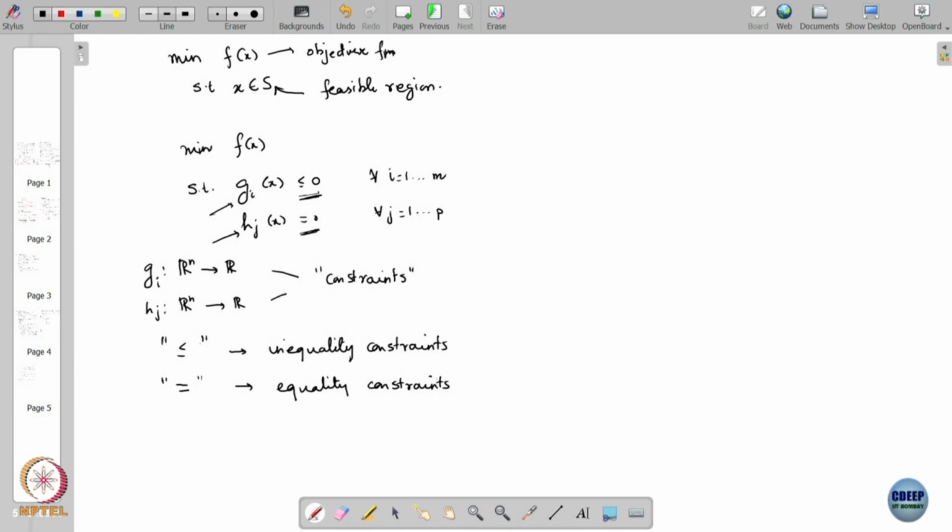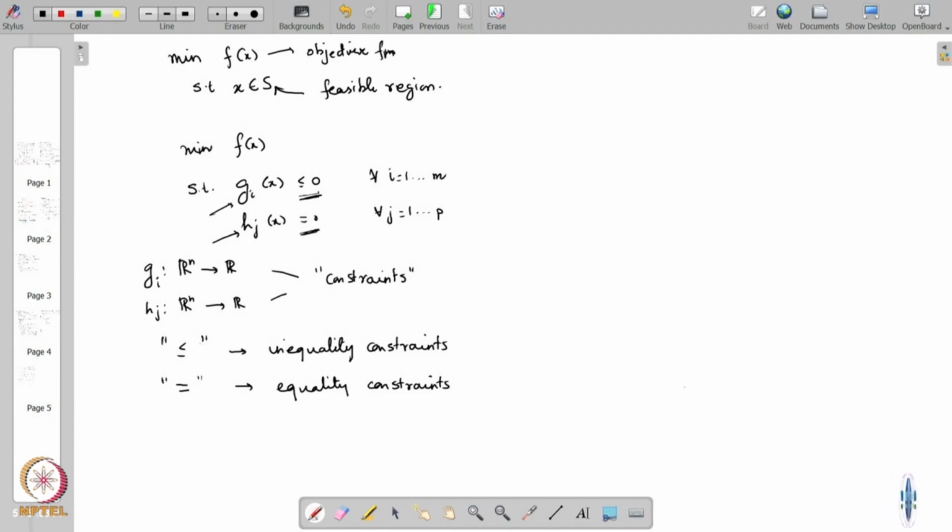Now, can someone tell me, is it possible for me to reduce my problem further and write it only in terms of inequality constraints? I want to write my problem only in terms of inequality constraints. So, how do I do that?